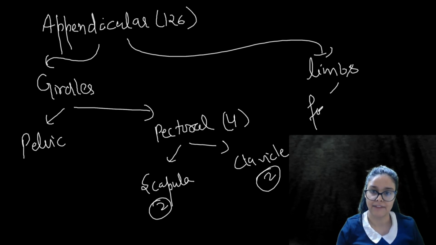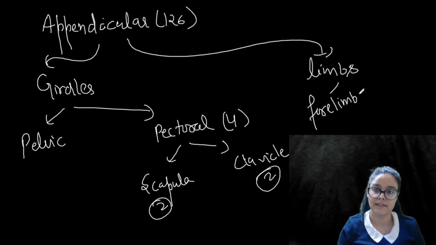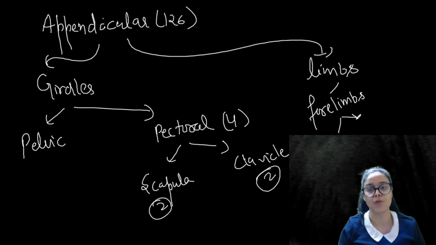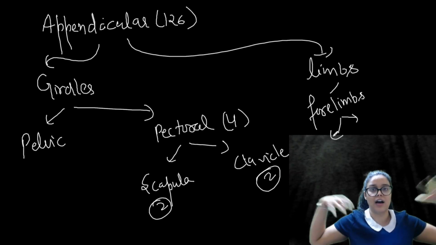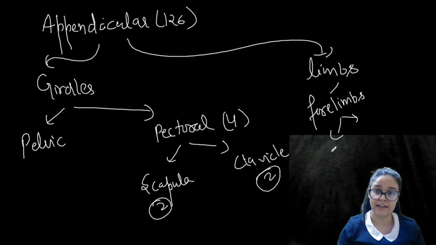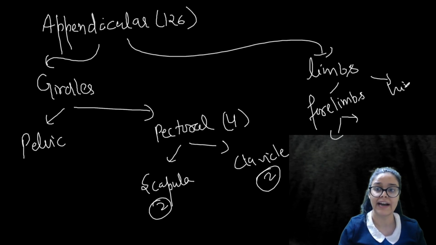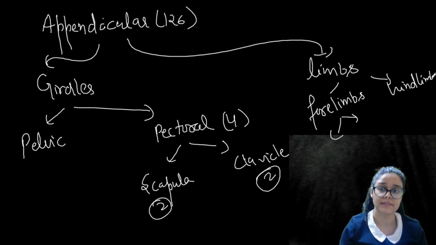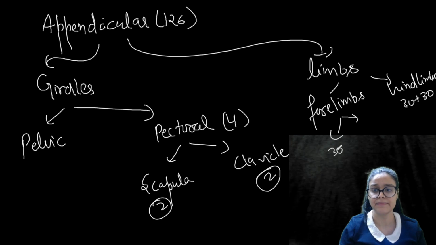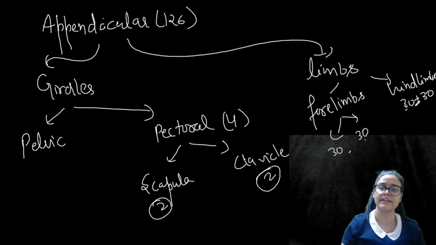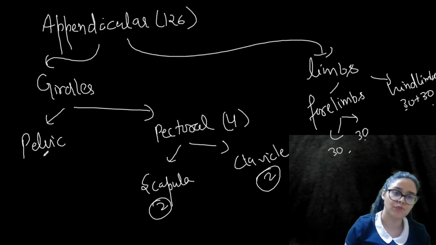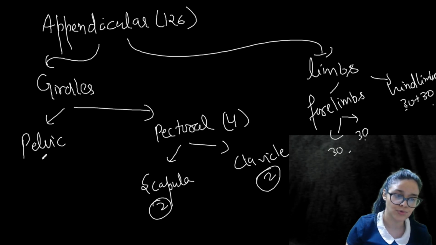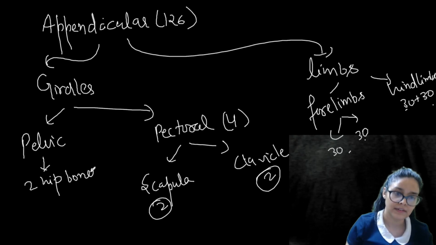So here we are having the 4 limbs. In each limb, each hand, each arm, we are having a total of 30 plus 30 bones, right? That we would see. And obviously hind limbs means lower limbs, right? That also has 30 bones in one hind limb and 30 in another. So the total is 60, and 60 makes 120. And the pelvic girdle has two hip bones, right? It is made up of 2 hip bones.